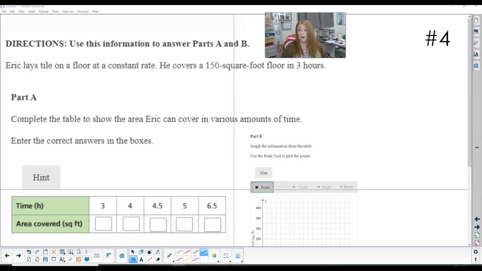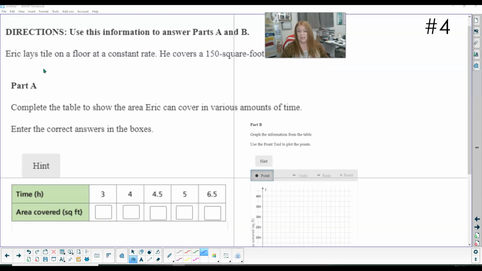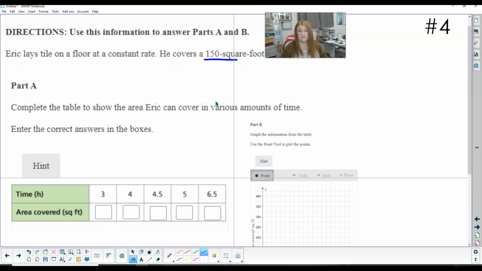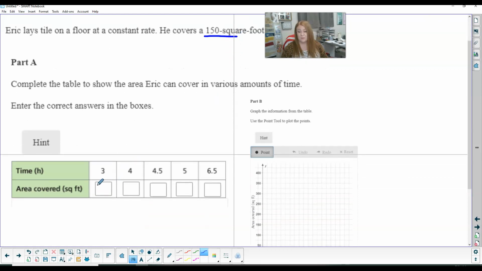Okay, number 4 says that Eric lays tile on a floor at a constant rate. So that constant means it's the same over and over again. He covers 150 square foot floor in 3 hours. Complete the table to show the area Eric can cover in various amounts of time. So in 3 hours, we know he can do 150 square feet, so we can fill that in.